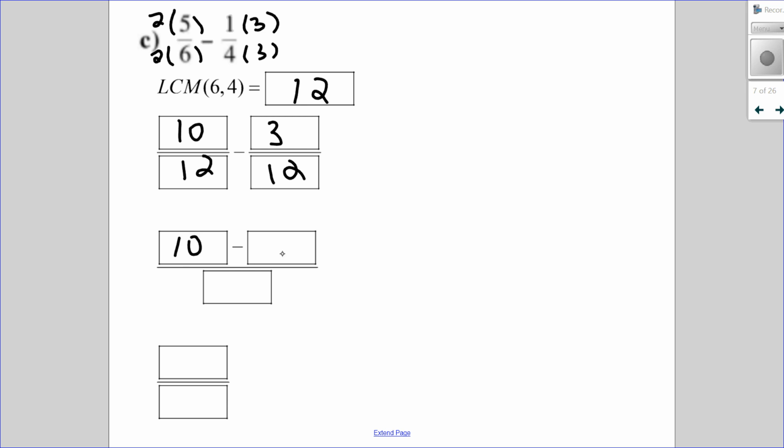So now that the denominator is the same, I keep my denominator and subtract my numerator. And then I'm left with 7 out of 12, which cannot go any further than that.